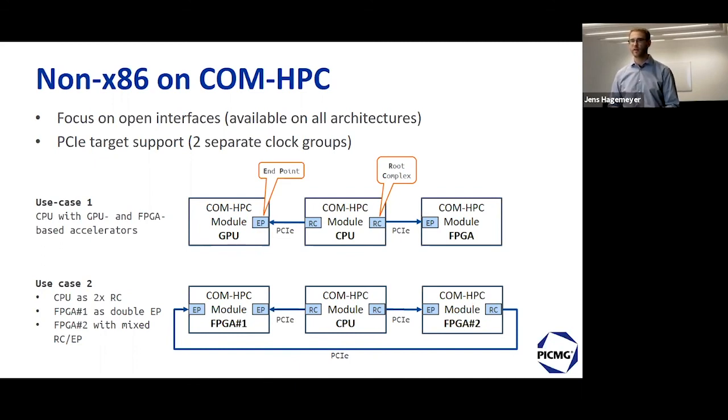The following examples show us two possible architectures which use 3 COM-HPC modules. In the upper picture, there is one central CPU, a GPU on the left, and an FPGA on the right side, which are used as accelerators or energy efficiency boosters for the CPU. In the second use case, the left FPGA is used as a double endpoint. So it's targeted by the CPU as well as the second FPGA. The second FPGA is acting as a target and as a root complex at the same time.